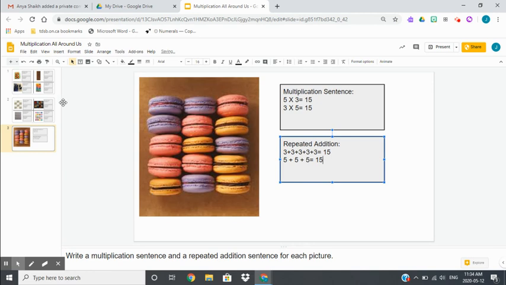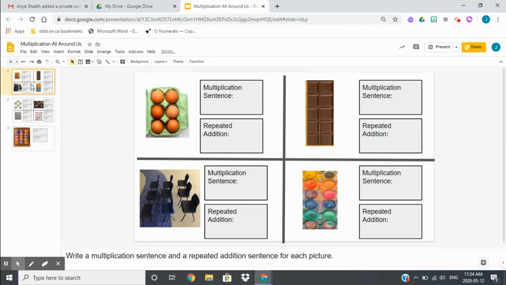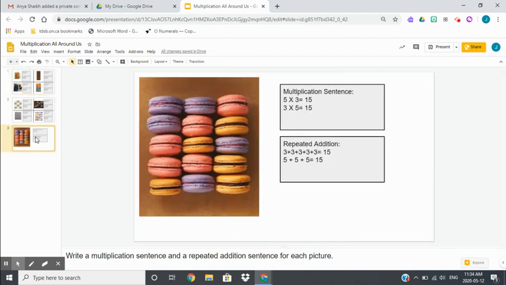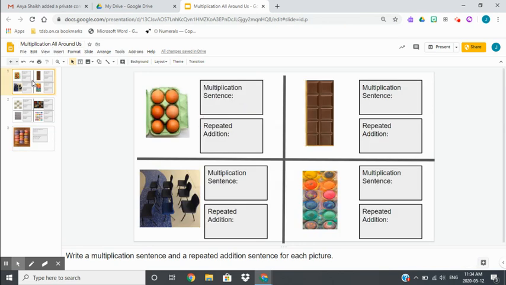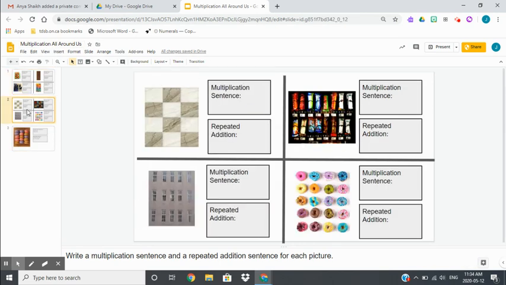Okay, so what you're going to be doing this week is, if you look on the first slide, you've got 4 different pictures of real life arrays. These are arrays that you would see in your real life. I want you to think of one multiplication sentence and one repeated addition sentence to match each picture. Now in my example, I did 2 multiplication sentences and 2 addition sentences, but you don't have to do that. You can if you want the extra challenge, but one of each is plenty. So you have 4 pictures on the first slide, and you have 4 pictures on the second slide. Have fun, mathematicians!